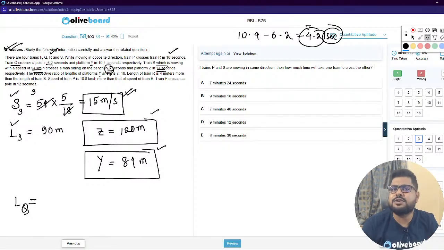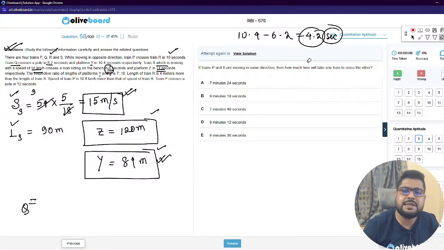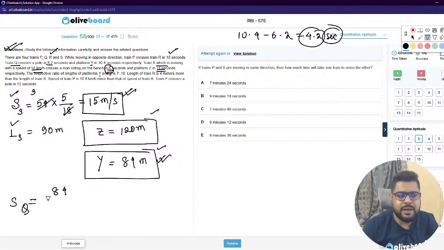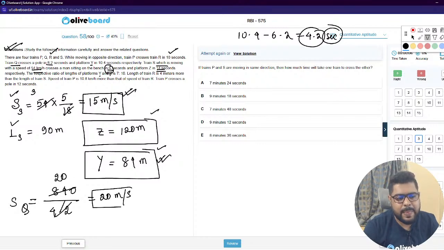this particular train Q, it is crossing what? It is crossing the length of platform Y. So from there I'll get the speed of Q first. Speed of train Q is distance, that is 84, because the length of the platform, by how much time is it taking? 4.2. So just get rid of this, 42 twos are, so it is 20 meter per second.